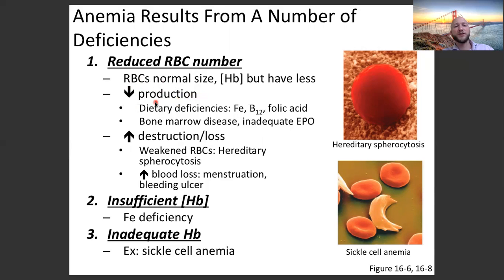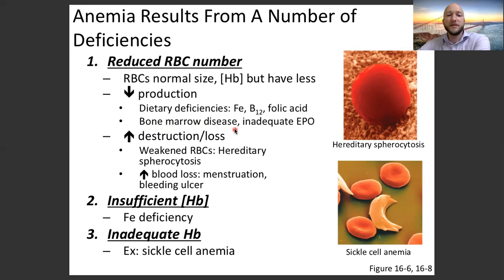If you keep production the same, but you have an increase in destruction, you're going to throw that balance off again, and you're going to lead to a reduced number of red blood cells. Decreased production could be because of dietary deficiencies. Not enough iron. B12, pernicious anemia, lack of B12, or lack of folic acid. Dietary deficiencies in any one of these three could lead to a decrease in production of red cells.